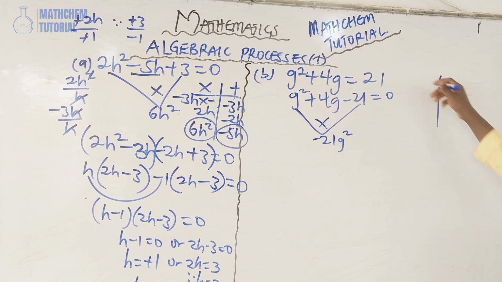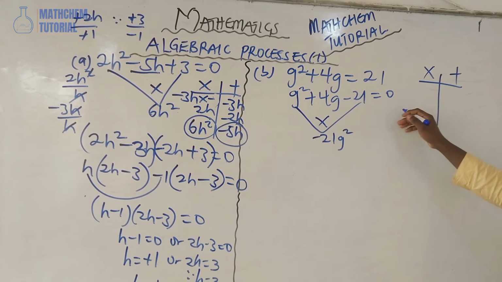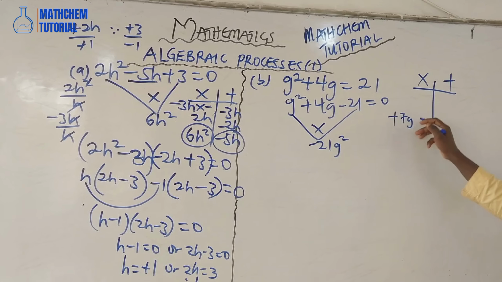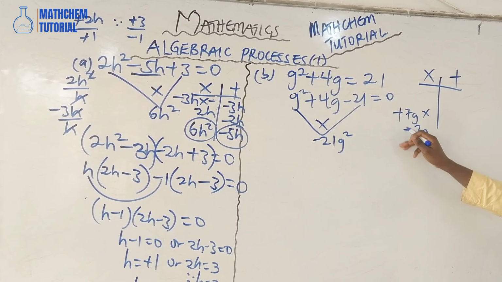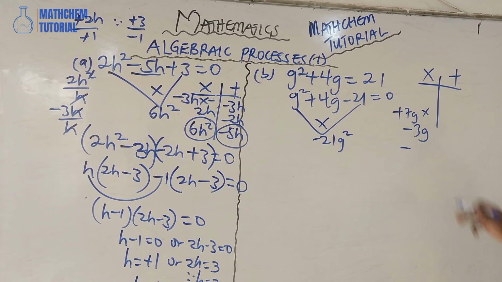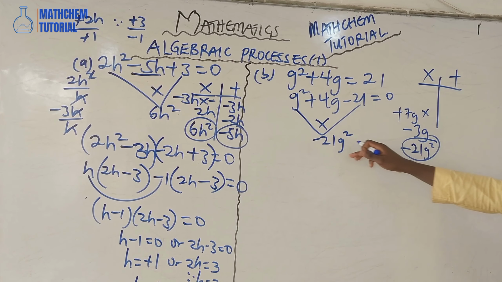I can just come here and read this table like this, multiplication and addition. So which two numbers can I multiply together that will give me minus 21g squared, and if I add those same two numbers together, will give me plus 4g? Looking at it, I can say 7 times 3 is 21. So it's going to be plus 7g times minus 3g. Plus times minus gives minus, 7 times 3 is 21, and g times g is g squared. So it's the same thing as this.